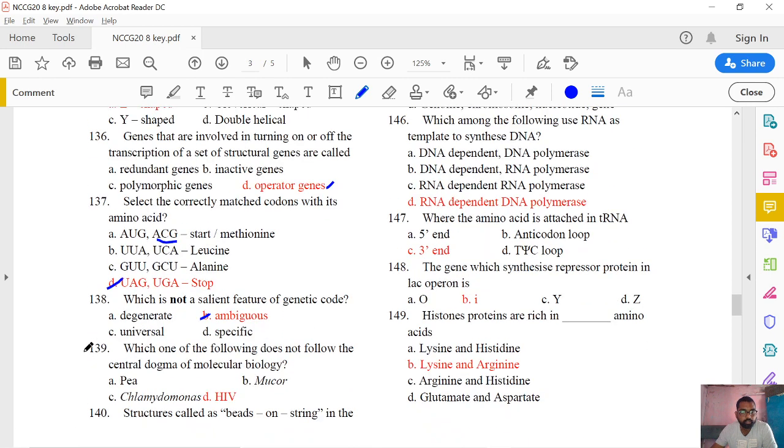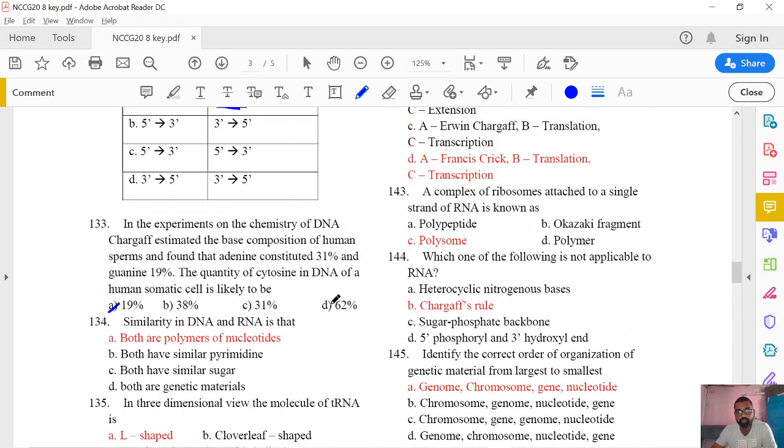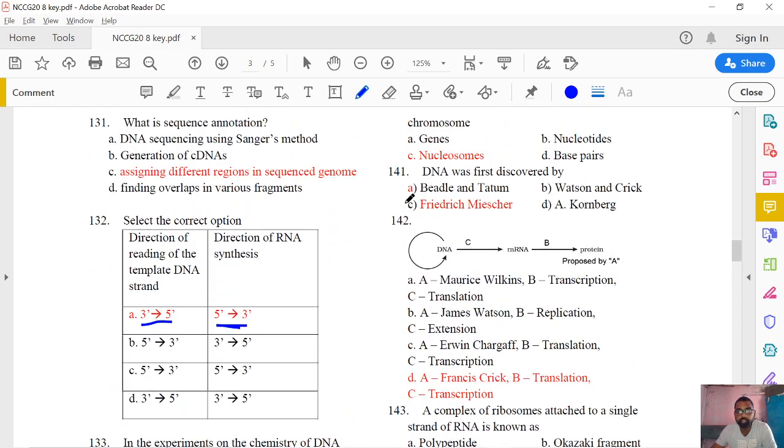Which of the following does not follow the central dogma of molecular biology? HIV, as it consists of RNA, here you can see the deviation from the central dogma of molecular biology. The structure called beads on string refers to nucleosomes. DNA was first discovered by Miescher. He is the one who first observed this acidic material in the nucleus.